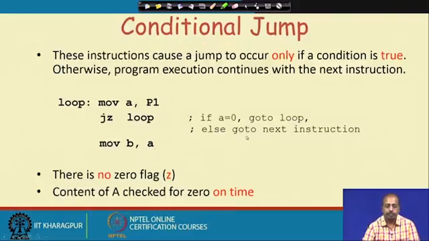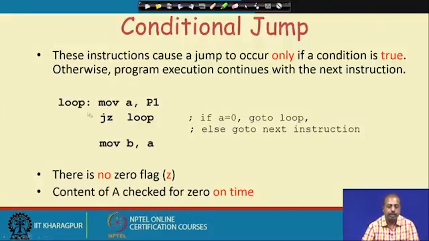Then we have conditional jumps. These instructions will cause a jump to occur only if a condition is true, otherwise the program will continue, like, say, here MOV A, P1 and then JZ loop. So, this will continually be jump on 0.